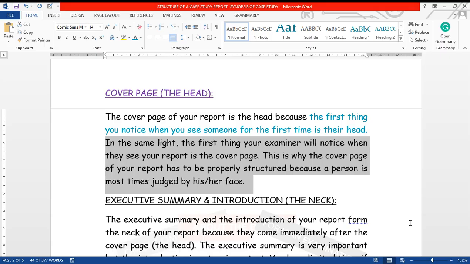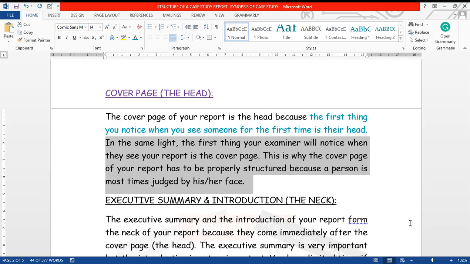If it is an external report, you know you have to include a disclaimer. If it's an internal report, you do not need a disclaimer. And why is that so? Check the video I made on internal and external reports. You can check it out to understand why the disclaimer is included in an external report and not included in an internal report. So the cover page is the head of your report.